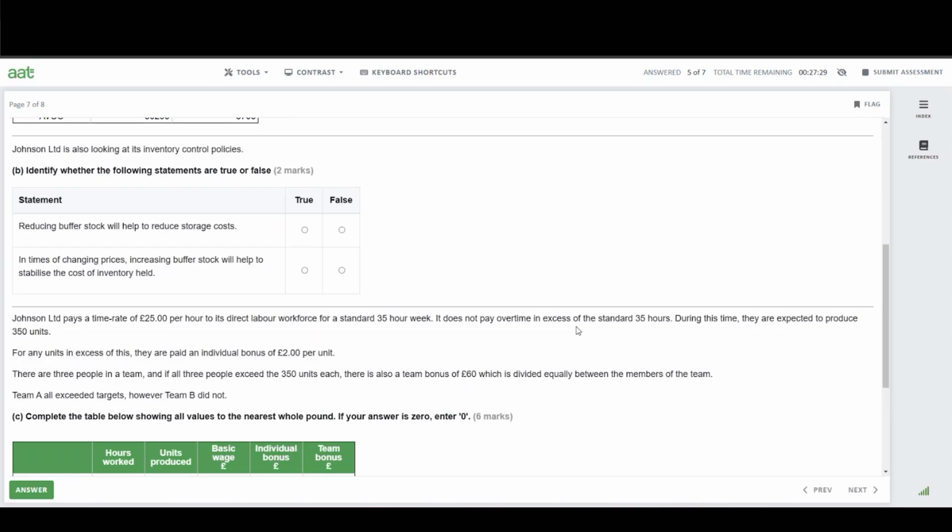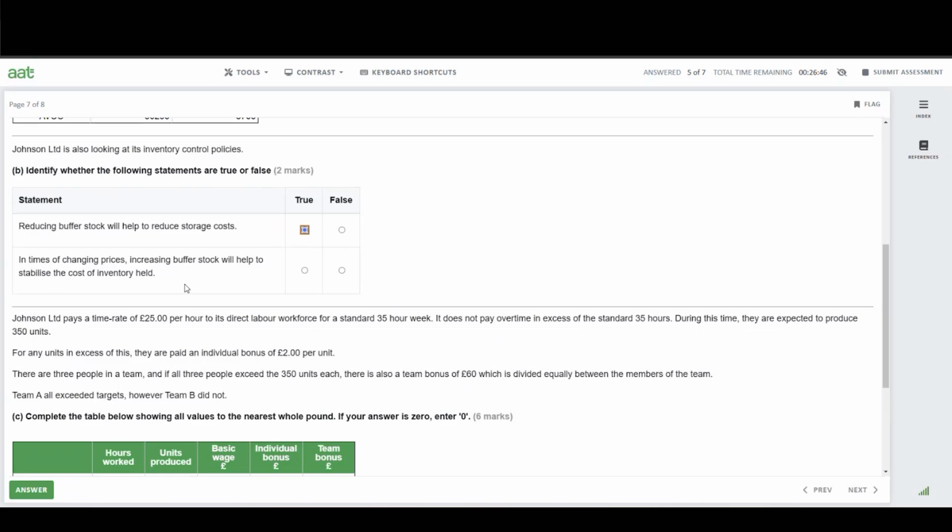Continuing on, Johnson Limited are also looking at its inventory control policies. We're asked to identify whether the following statements are true or false. First statement, reducing buffer stock will help to reduce storage costs. So buffer stock is the stock that we keep just in case. It's to avoid stock outs. Or because we have perhaps had a special offer come through and we want to take advantage of that special offer. So if we reduce the amount that we're holding just in case, that will definitely help to reduce storage costs.